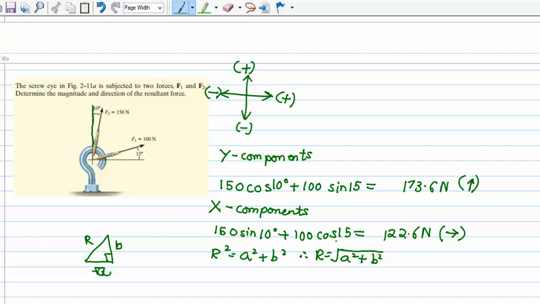So the resultant R for these two forces is going to be the square root of 173.6 squared plus 122.6 squared. And the answer that we get is 212.5 newtons. Now we need to find the angle.